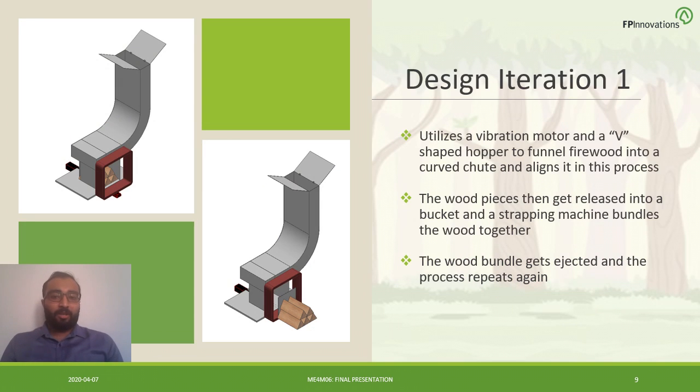The first design iteration involved the use of a vibration motor and a V-shaped hopper to funnel the firewood into a curved chute, and it would be aligned in this process. The firewood pieces would then get released into a bucket, and a strapping machine can bundle the wood together. The wood bundle would get ejected as seen in the second picture, and the process would continuously be repeated.